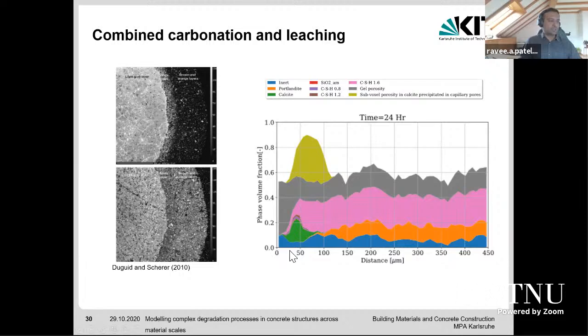And here you can see the phase diagram for a given time, and we can clearly distinguish different zones. You can see here is the zone where the portlandite is basically dissolved completely, and the calcite is precipitated, and then the CSH is dissolving, which is a highly degraded zone. Also, what you can see here is we can basically distinguish between the calcite precipitated in subvoxel pores versus calcite precipitated in the bulk phase or CSH phase.